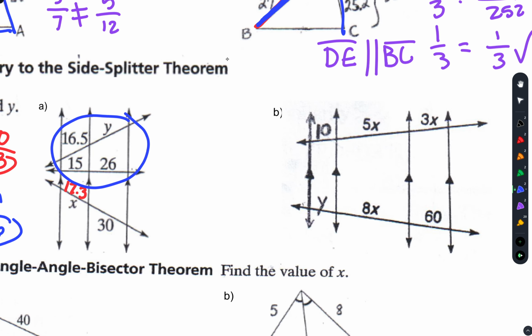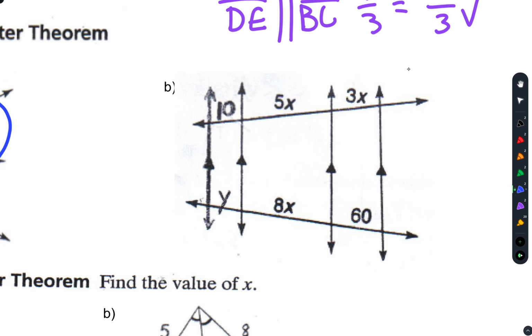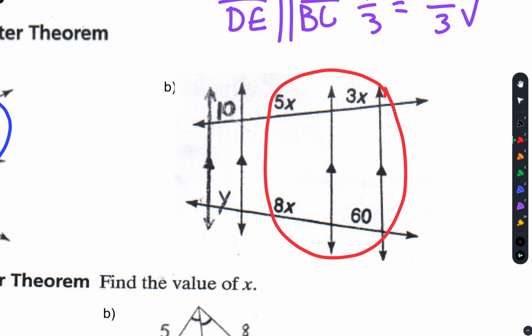That's all I'm doing. B is a little bit strange because we have so many variables. My process shouldn't change at all. I'm still going to take a look at the x's first. And I'm going to set up 5x over 8x equals 3x over 60. Now, I personally do not want to sit here and have to do square roots or factoring or anything like that. So if I can get rid of something to help me, I'm going to simplify these fractions.